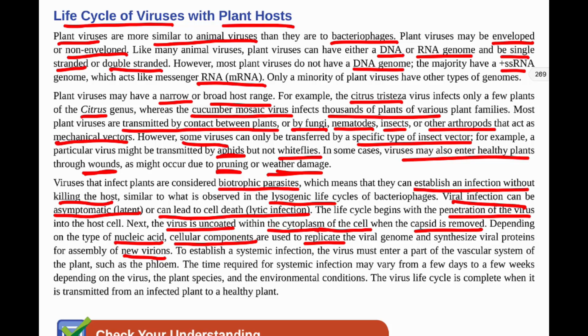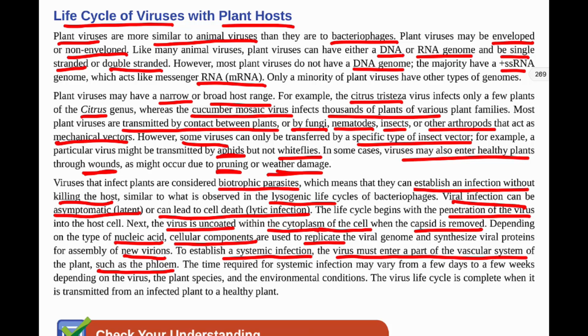To establish our systemic infection, then the virus must enter a part of the vascular system of the plant, such as the phloem. So the phloem is kind of this tubular system of cells that generally go in the stalk part of the plant. So in the trunk of the tree oftentimes, or the stem of the plant, and then goes through the major veins of the leaves and such. And it carries nutrients throughout the plant.